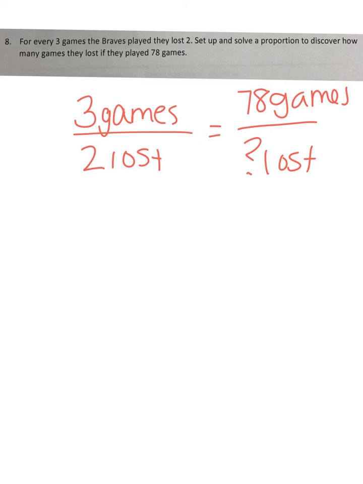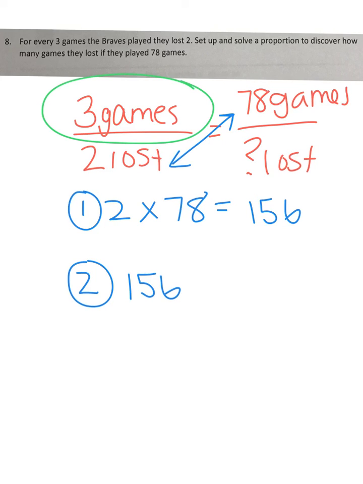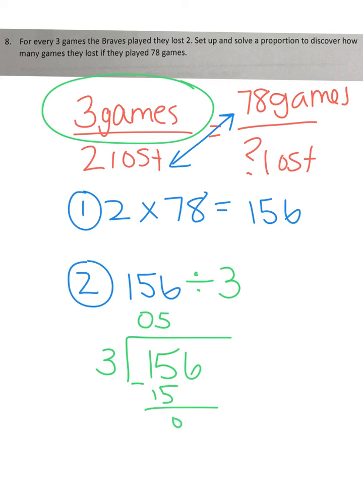So it's 2 steps again. We need to multiply across diagonally with the numbers we have. So 2 times 78 needs to be our first step. 2 times 78 gets us 156. Now our second step is to take that number, 156, and divide it by our leftover number in our proportion. So we need to divide by 3. So 156 divided by 3. 3 goes into 1 0 times. 3 goes into 15 5 times. So do our subtraction. Bring down our 6. 3 goes into 6 2 times. And we're left with no remainder. So our final answer would be 52 games lost.